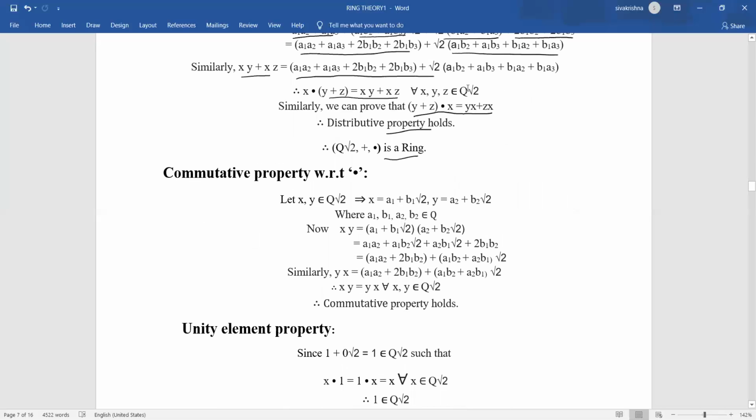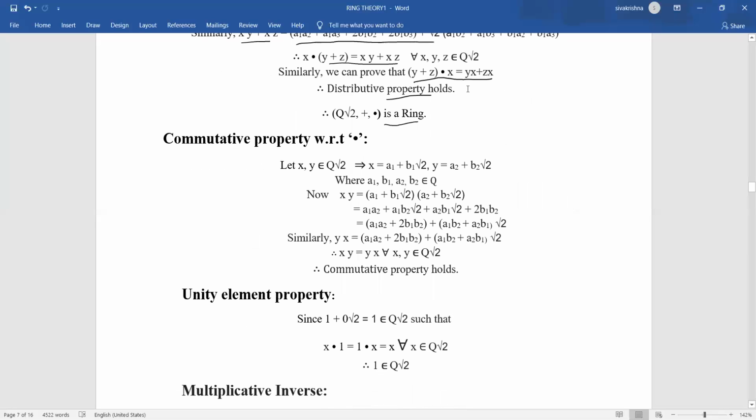After the ring conditions, we have to prove three more conditions. One is the commutative property. For the commutative property, we have to consider two elements, x comma y. X is equal to a1 plus b1 root 2, y is equal to a2 plus b2 root 2. So I consider xy. So we have to multiply x and y.